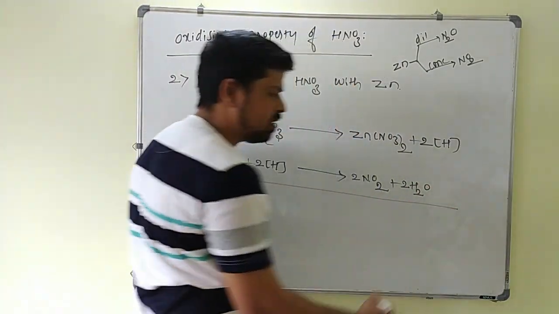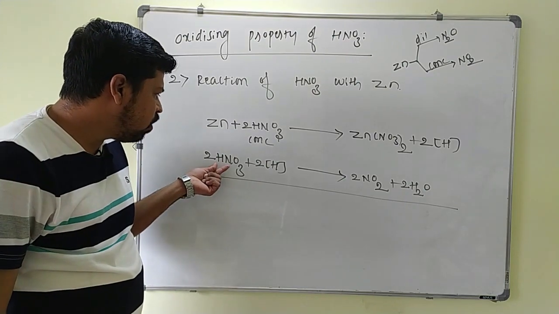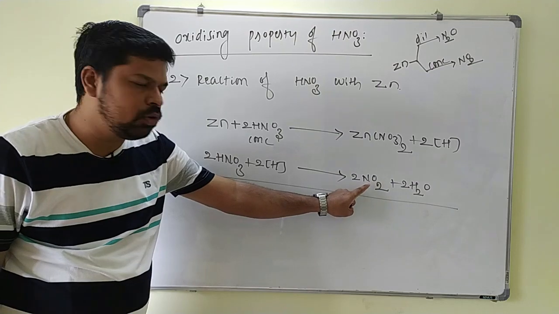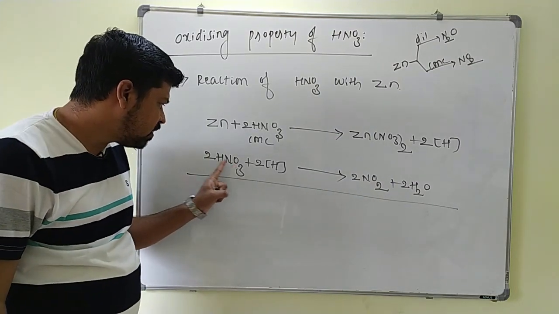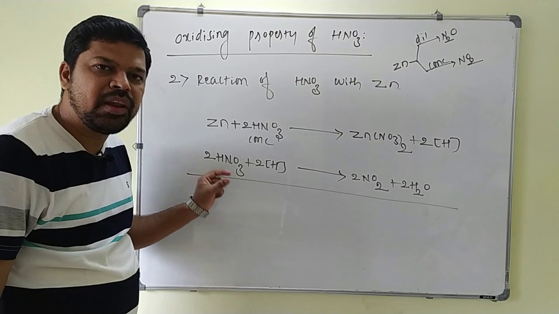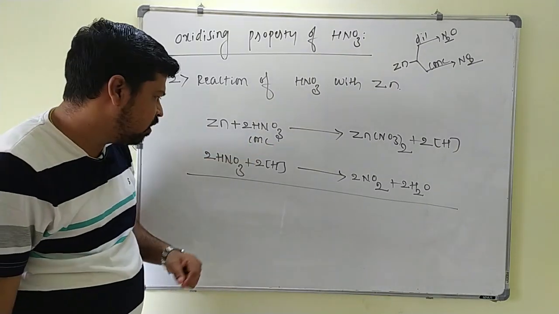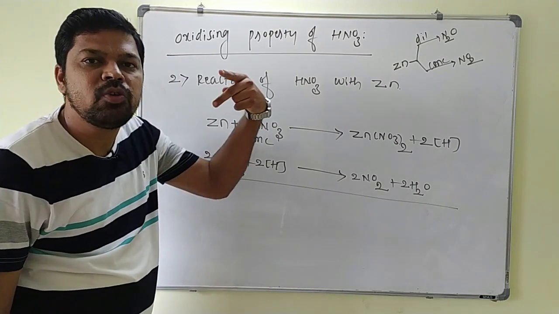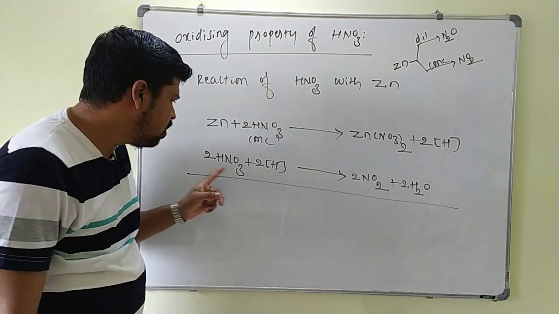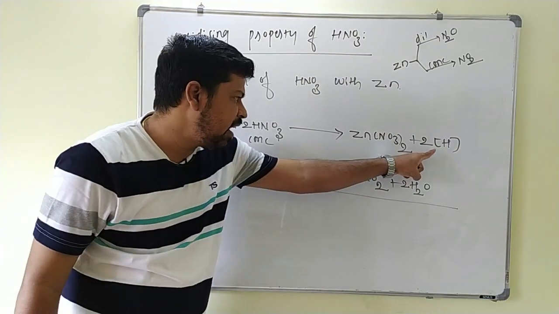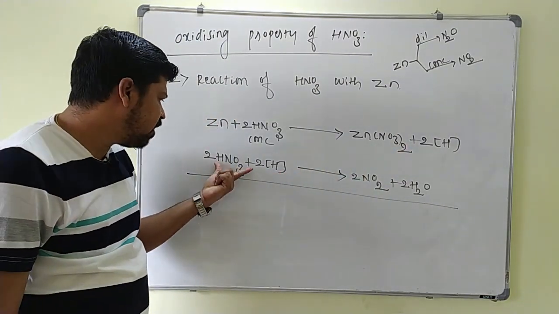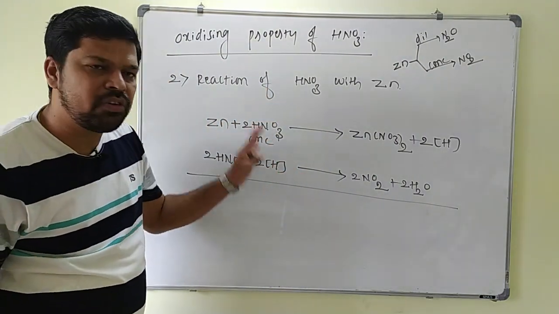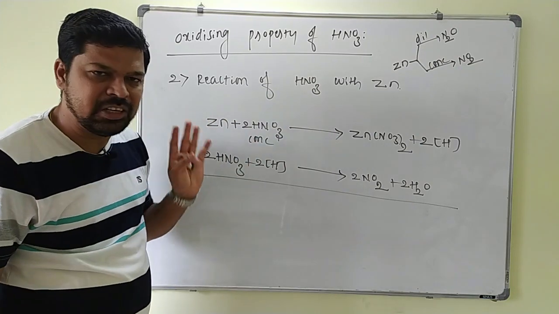Very simple. See here, from here you have to remove NO2 gas. Since 2 nitrogens are there, you are removing 2 times of NO2. After removing 2 times of NO2, you are left with 2 oxygen and 2 hydrogen. So with the remaining oxygen and hydrogen, we have to form the water molecule. To form 2 water molecules, already 2 hydrogen is there, remaining 2 is required. I have taken these 2 hydrogen from here, so that 4 hydrogen combine with 2 oxygen to form 2 moles of water. This is how you have to write the reaction of zinc with the HNO3.